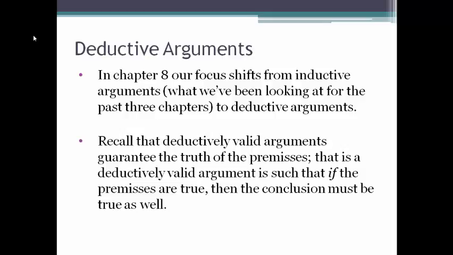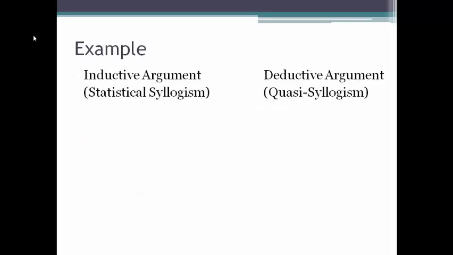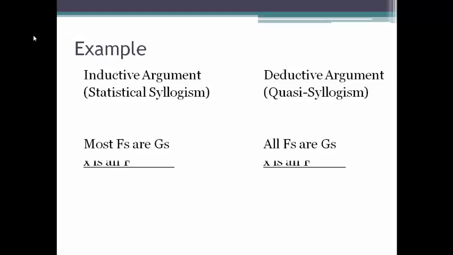That is, a deductively valid argument is such that if the premises are true, then the conclusion must be true as well. Let's take a look at an example of why this is so. Okay, so on the left we've got ourselves an inductive argument. It's the statistical syllogism, which we encountered back in Chapter 4. And on the right here we've got a deductive argument called the quasi-syllogism.